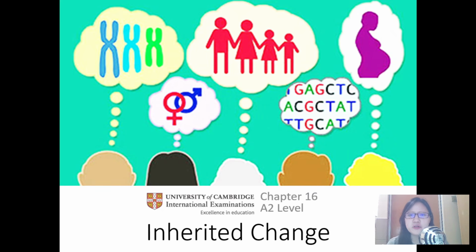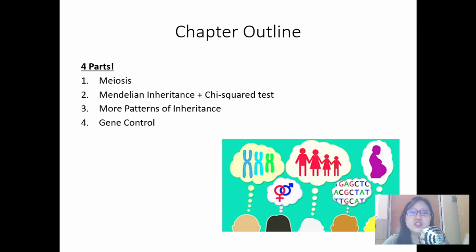But we're going to do the environment bit next chapter. So this chapter is all about genes and how they are controlled and how they are inherited. Now, there are 4 major parts in this chapter. Number 1 is meiosis. Meiosis is cell division, but it forms haploid cells instead of diploid cells, unlike mitosis. Number 2, Mendelian inheritance, and also your first stats test ever, the chi-squared test.